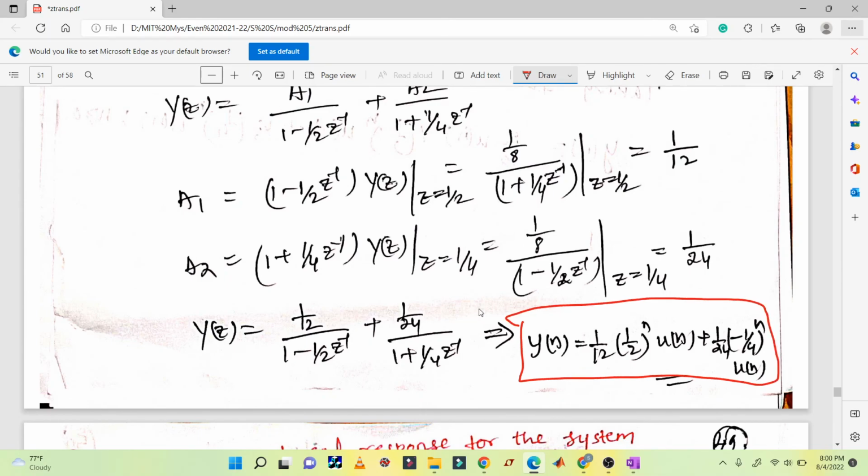this one: 1 by 12 into 1 by 2 to the power n u of n, and 1 by 24 into minus 1 by 4 to the power n u of n, because here it is plus, so we get minus 1 by 4. This is 1 by 24. Similarly, here we have 1 by 12, 1 by 2 to the power n u of n, after taking the inverse Z transform. Okay, this is the answer you are going to get, which is given here.